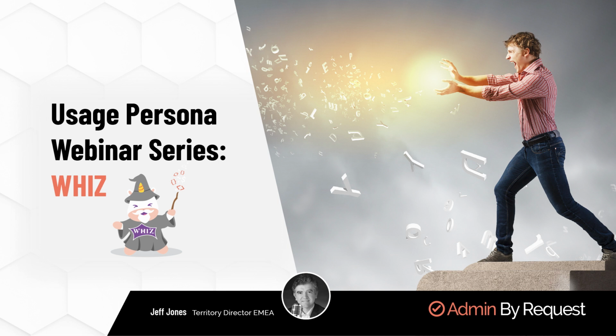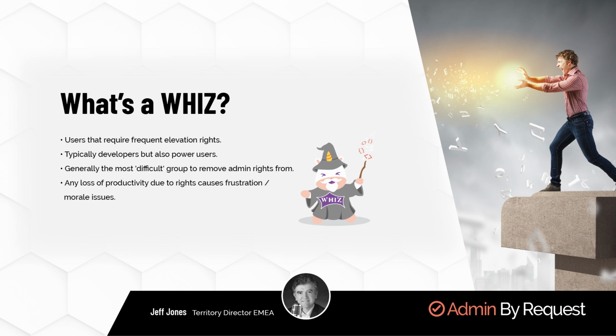usage personas. Up to now, we've covered POP, we've covered Robo, and previously we've done, I think, Hero. And today we're going to have a look at a very important use case scenario, which is that of Whiz, the developer type of profile. I guess developer maybe, or power user, some people may call them, but we have to treat these users with a specific type of usage persona because their type of usage and the number of times they elevate and the type of elevations they do is quite different from a standard user.